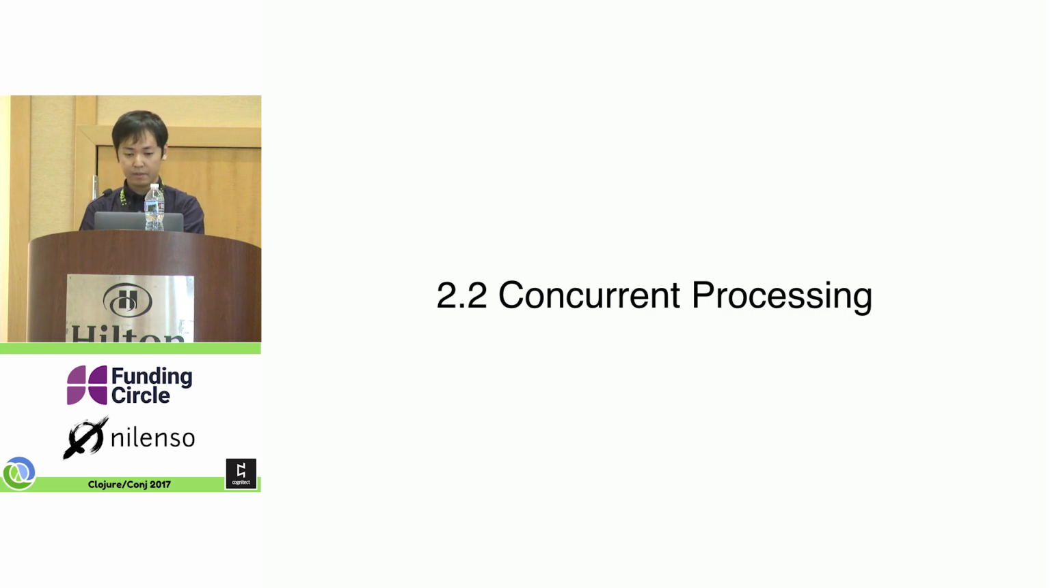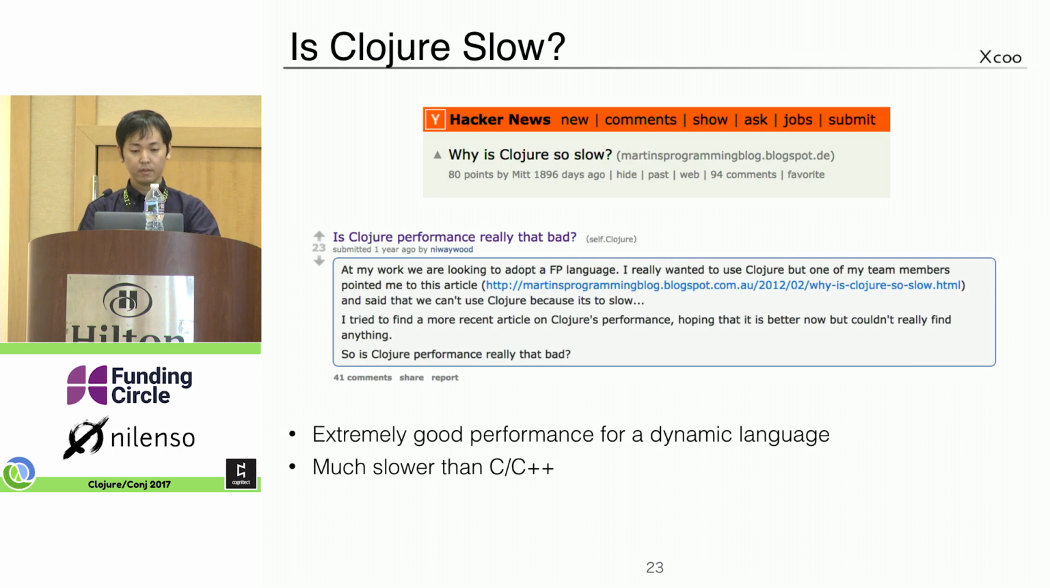Next is about concurrent processing. Sometimes Clojure's performance becomes a hot topic. These are a few examples. A thread of "Why is Clojure so slow?" on Hacker News. Another is "Is Clojure performance really that bad?" on Reddit.